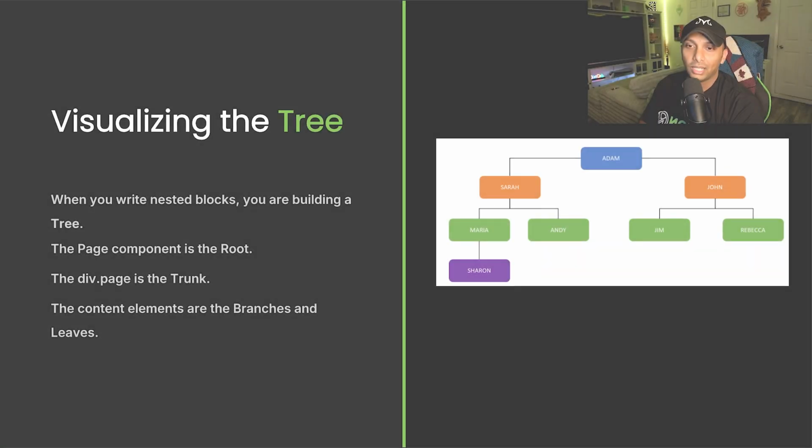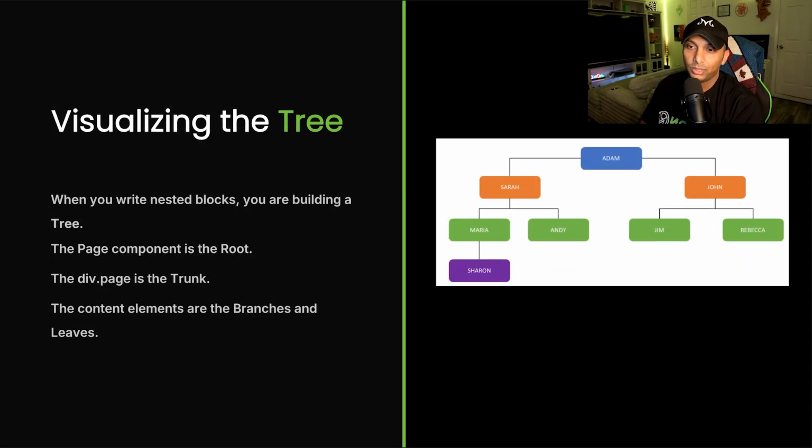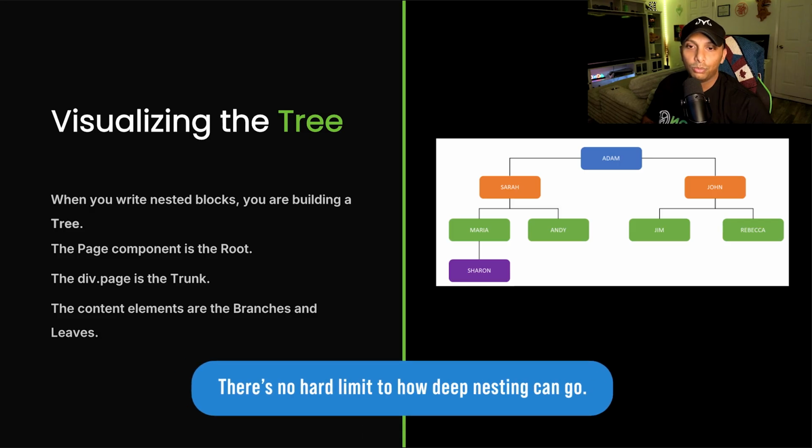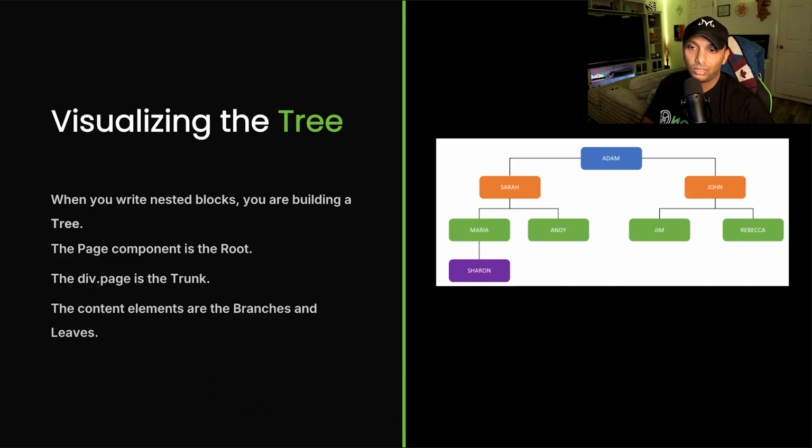All right, so here we have a different perspective to look at. So we have a tree method to look at, right? So we have Atom. Think of Atom as the page. So the page is going to hold everything that I want in my website. You have multiple pages as well, obviously, but we have two parents. We have Sarah and we have John. And Sarah and John both have kids, right? They have Maria, Andy, Jim, and Rebecca. And Maria has her own kid named Sharon.